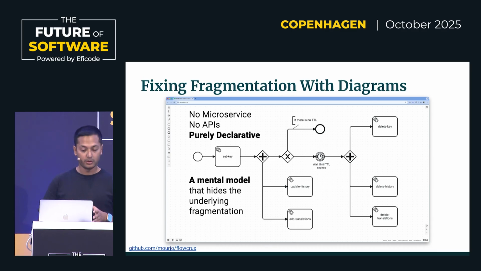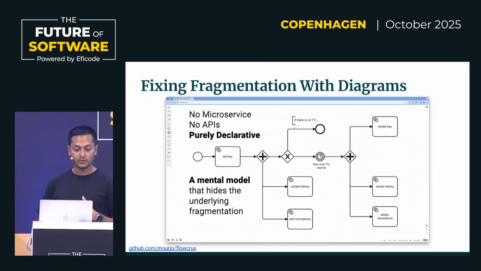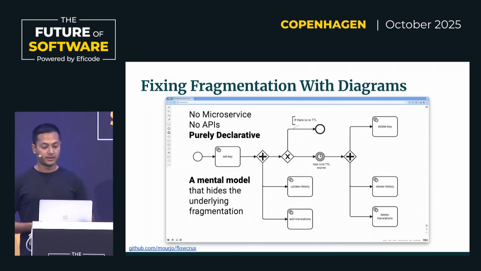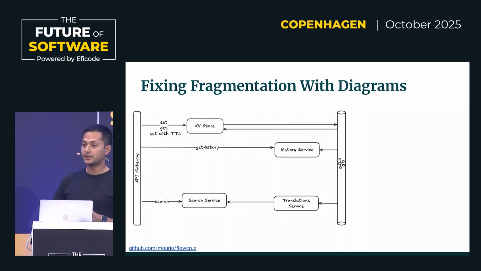And this mental model hides the underlying fragmentation. The fragmentation is still there. The fragmentation is important. Microservices are important. They will be there. But this mental picture gives us a very good understanding of where we are in the larger scope of things. But going back to the diagram with the microservices, they're still there. That diagram doesn't replace this one.